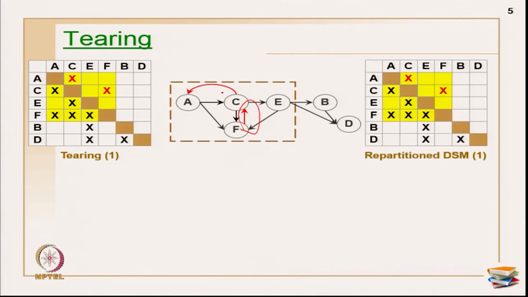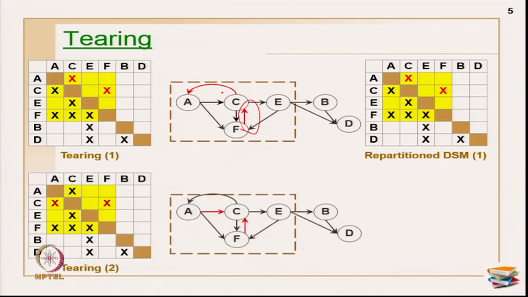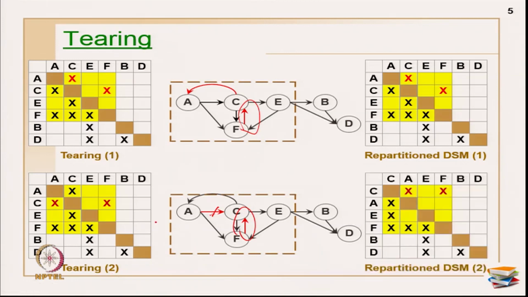In this case, the block remains the same, the sequence for the block is still A, C, E, F and then B, D. Suppose I change the set of feedback marks and I have chosen this, but this is still the same because 3 cycles are already gone. So, I am going to choose this as my set of feedback marks. Then in that case, in my repartitioned DSM, the sequence within the block changes to C, A, E, F. Okay. So, this is what you have to do with the help of repartitioning.